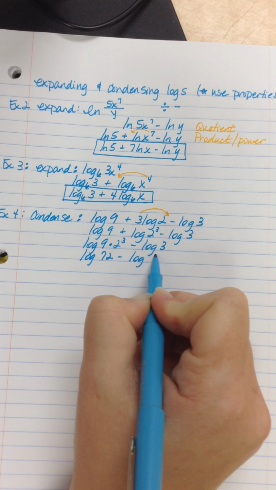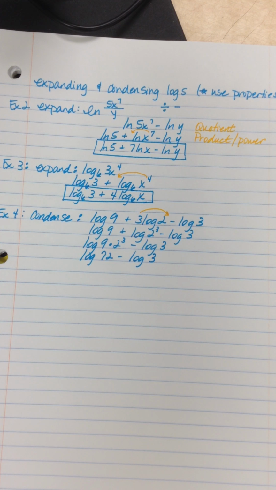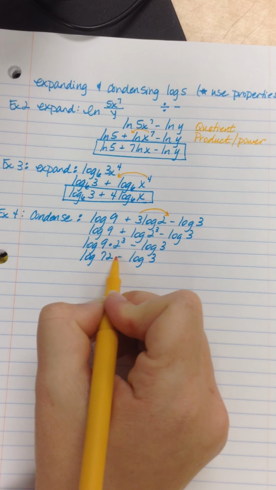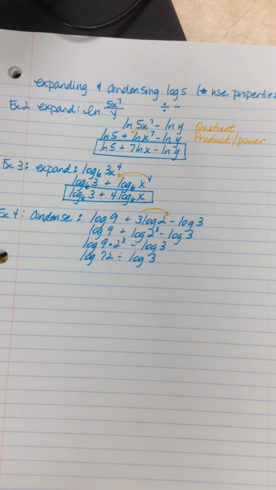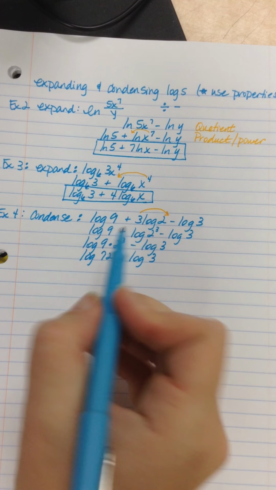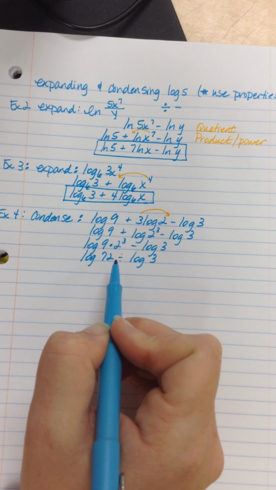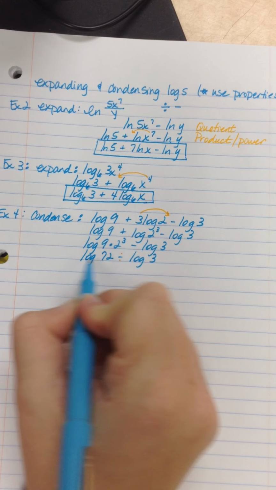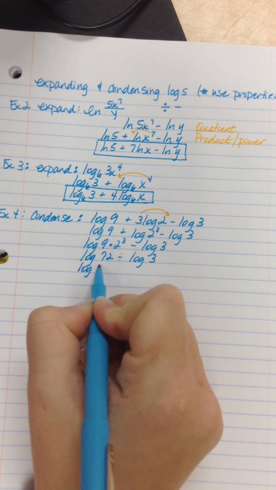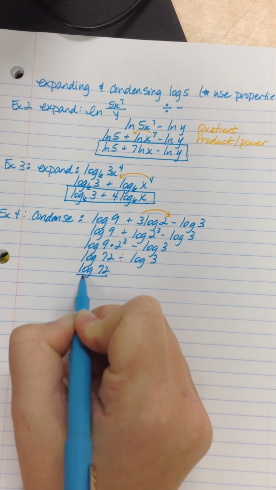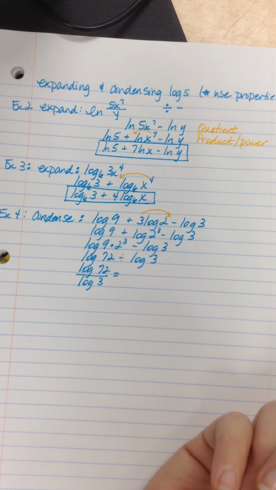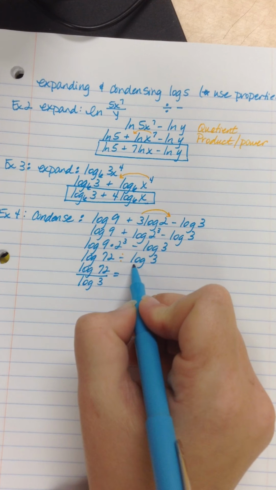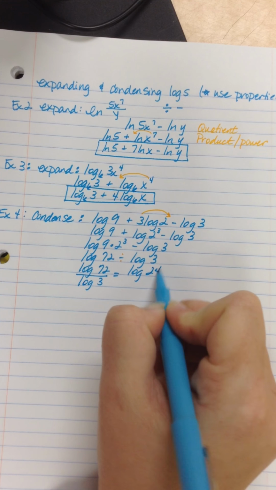Minus log of 3. And remember, I told you, anytime you see that minus sign, it changes very quickly into a division sign. So what that tells me is that I will divide. So I have log of 72 divided by 3. 72 divided by 3 gives me the log of 24.